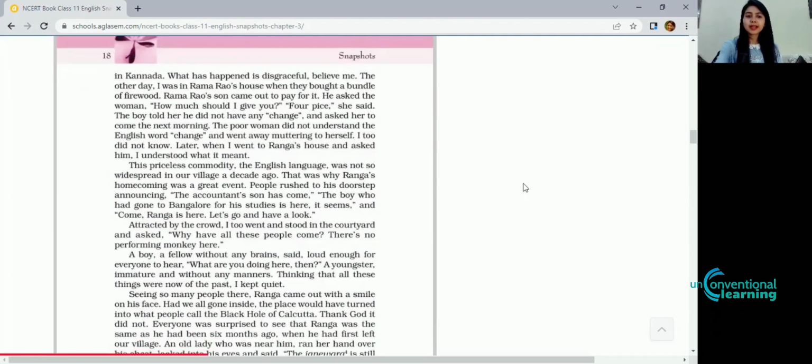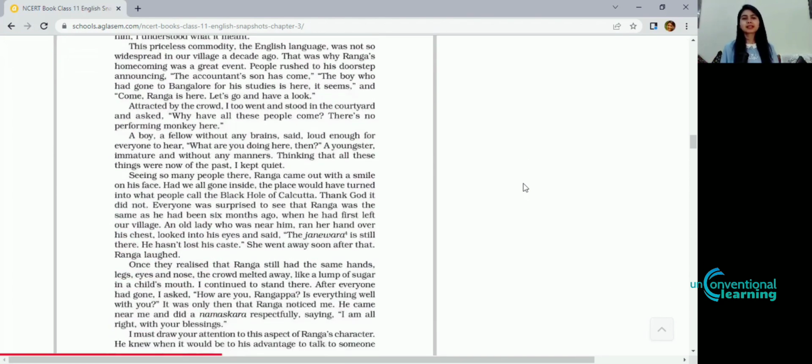Now coming next, we see that there was an incident where the narrator sees a huge crowd near Ranga's house, and he goes and asks why so much crowd has gathered here, what big thing has happened, and he says all of those things, and then a kid says, then why have you come? You also should not have come, you also go away.